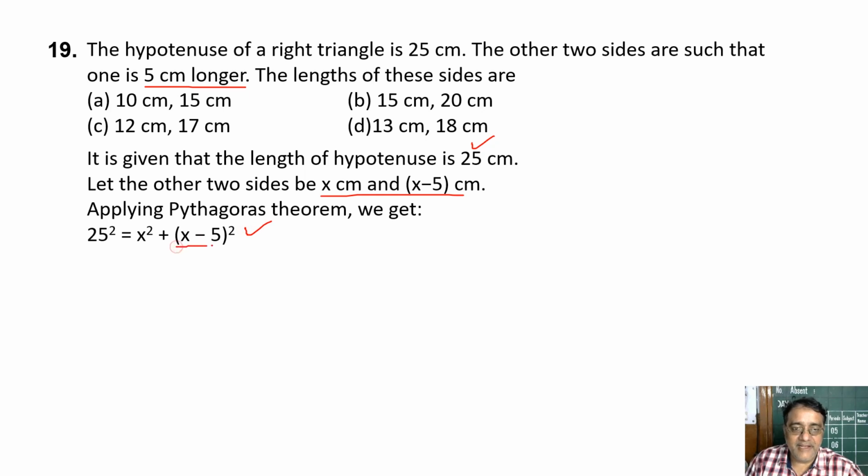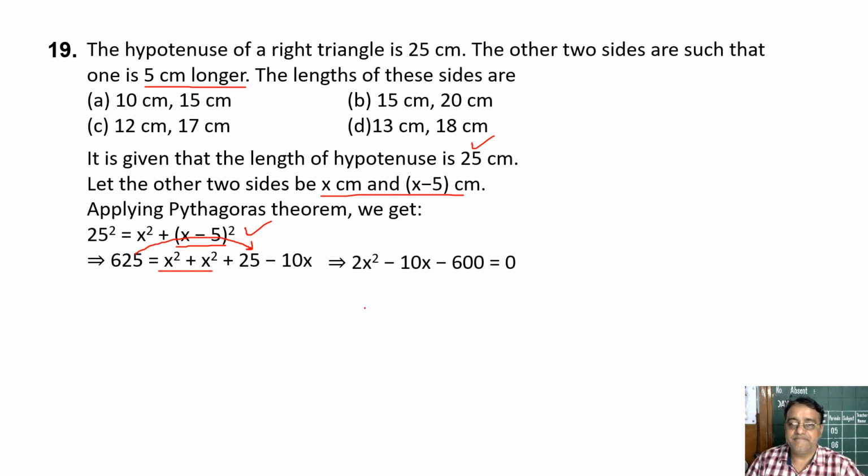Okay. So now we will expand x minus 5 whole square. So what you are going to get? X square minus 10x plus 25. So x square plus x square will become 2x square minus 10x. In the same step we will shift 625 to this side, minus 625 हो जाएगा. So minus 600 हो जाएगा. ये step clear है? Yes, sir. Okay. Now divide all by 2. So x square minus 5x minus 300 is equals to 0.